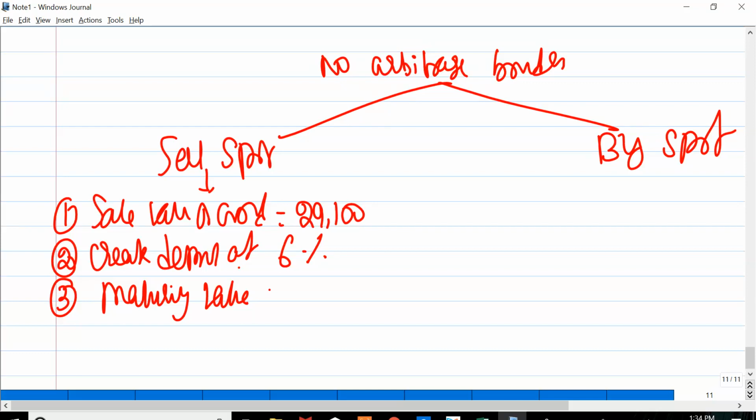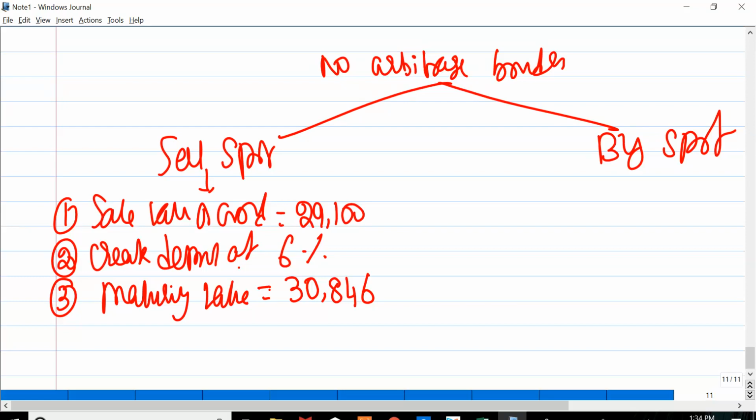What will be the maturity value of this after 1 year? How much? 30,000. If I sell gold, I will get 30,846 after 1 year. If I sell gold, I'll get 30,846 after 1 year. Today I get it, but I create a deposit. Indirectly, I get 30,846.